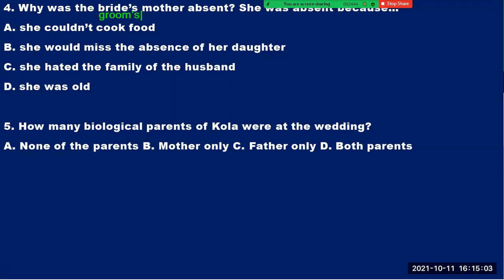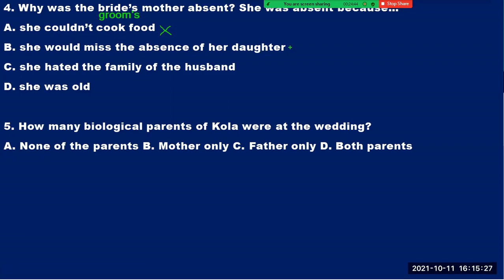Okay. Why was the groom's mother absent? She was absent because... all right, now let's look at the options. A, she couldn't cook food. We eliminate this because we didn't find anything like that. Such information is not in the passage, so we just eliminate it.